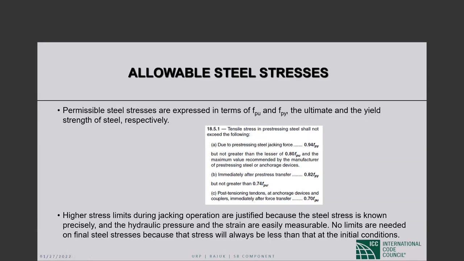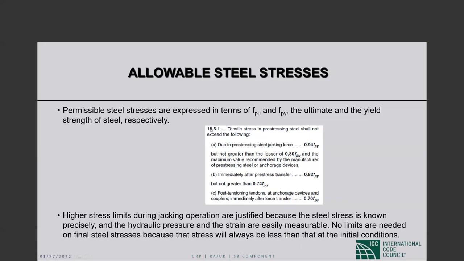Now the prestressing steel is much stronger, so it will be a little bit less ductile, more brittle. So the strain hardening and the yield point may not be that well defined. But in any case, we know that from the manufacturer. And fpu is the ultimate strength of the steel. So knowing these values, these are the limits.